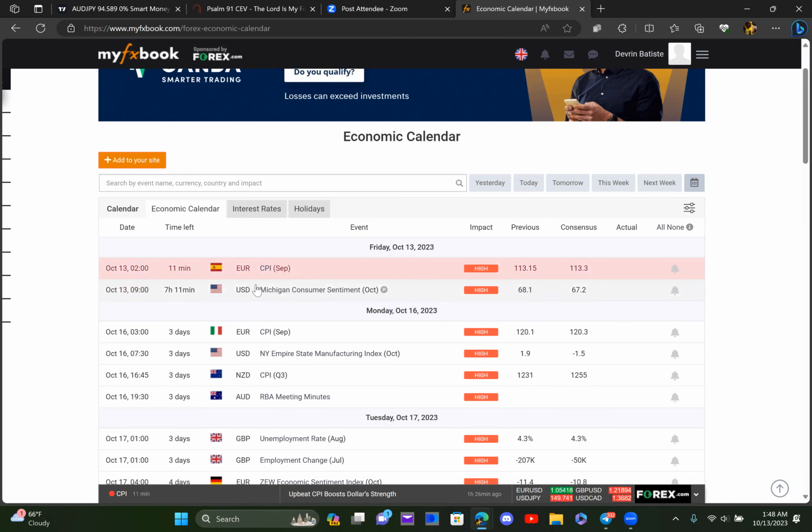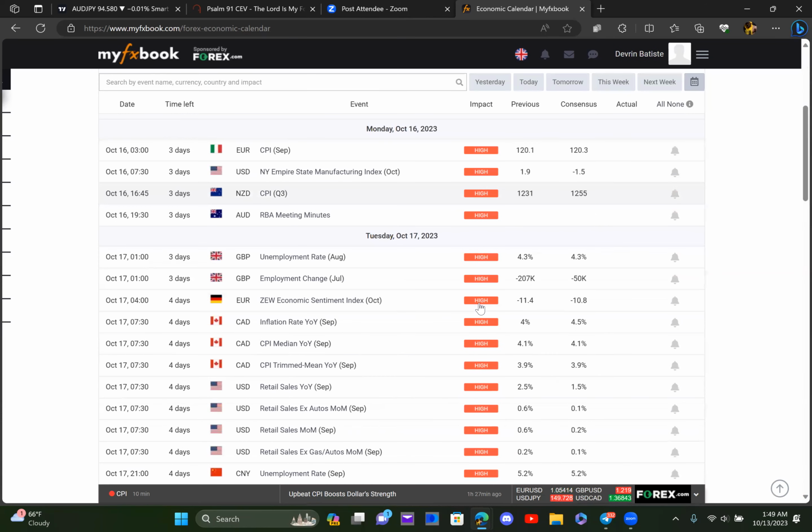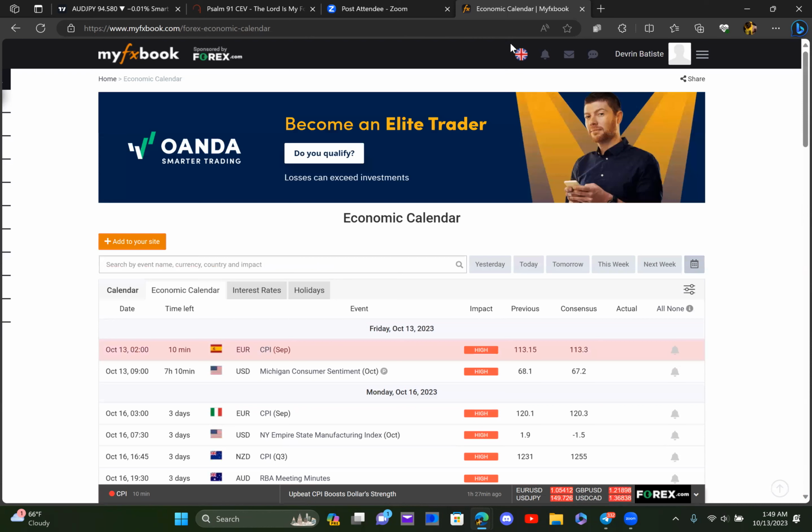All right. And in 11 minutes, we have Euro. This is Spain CPI. All right. The consensus 11.3. And at 9 o'clock, now all these times are central. I'm in central time zone. So in 7 hours and 10 minutes, we got Michigan consumer sentiment. All right. And red folder. But other than that, that's it. As far as high impact news, that's it for the day. So it shouldn't be a big deal. We shouldn't have too much. It shouldn't be too crazy this morning.